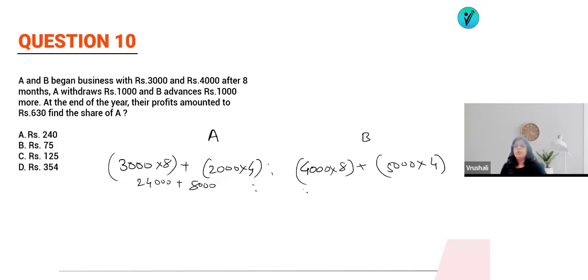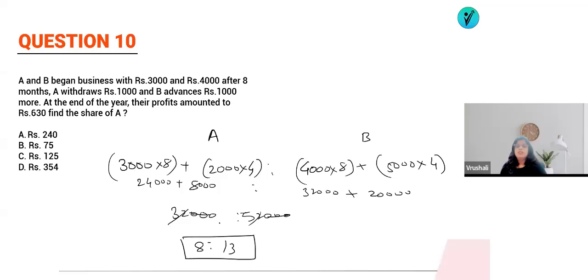Similarly, this one will be what? 4 8s are 32,000 plus 20,000. So you can see 24 plus 8 will be 32,000. And 32 plus 20 will be 52,000. So these 3 zeros will get cancelled. 4 into 8, 4 into 13. So the ratio is 8 is to 13.